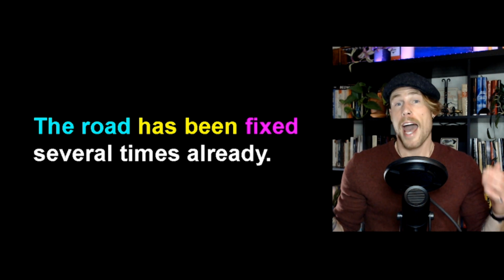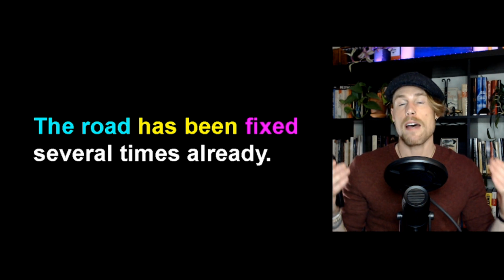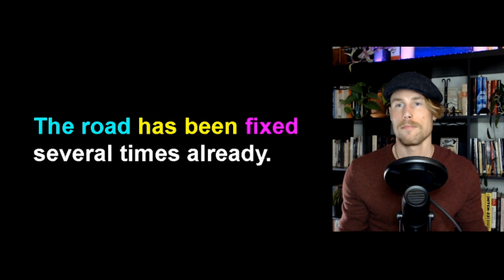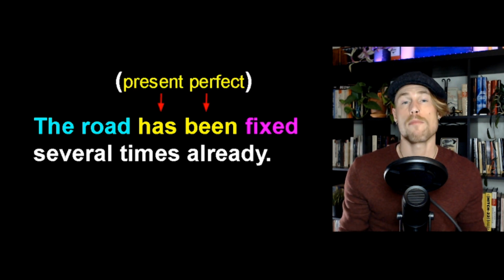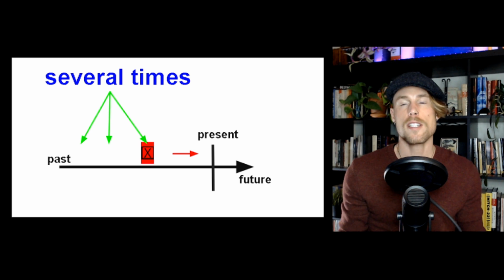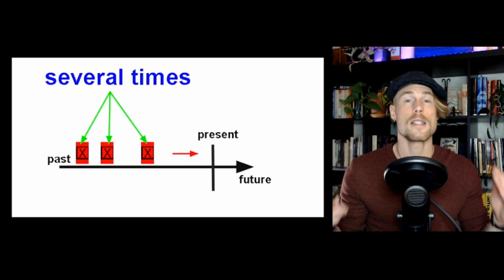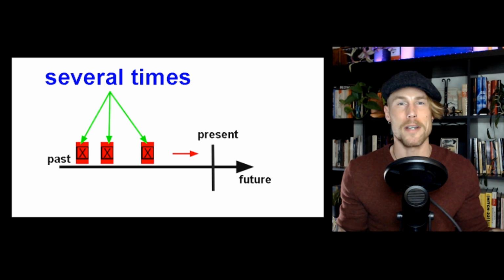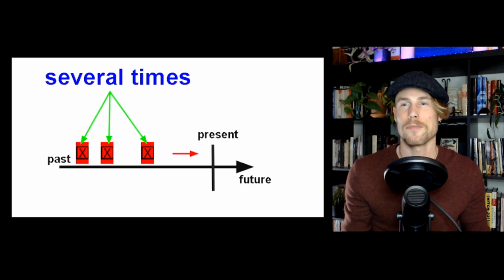The road has been fixed several times already. Present perfect. This means the road has been fixed several times already in the past. They can't do it right, I guess.